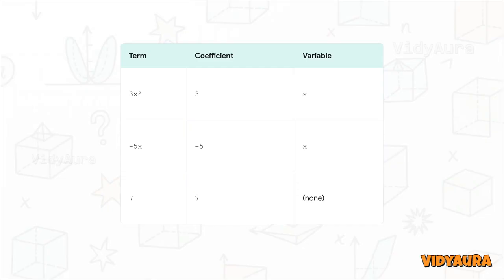Let's look at a classic example here: 3x squared minus 5x plus 7. This whole thing is made up of a few parts. Each of those chunks, like the 3x squared, the negative 5x, and the 7, we call a term. And the number out front, like the 3 and the negative 5, that's the coefficient. And of course, x is our variable. See? Pretty simple when you break it down.